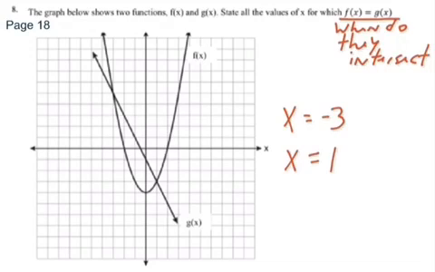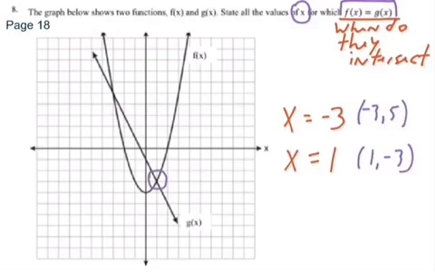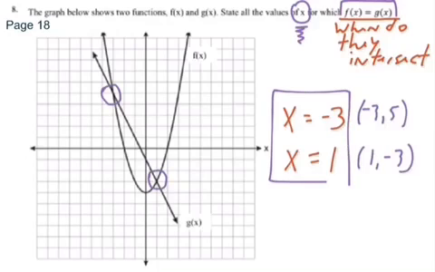The answer to number 8 is x equals negative 3 and x equals 1. The question is asking you to state all values of x for which f of x is equal to g of x. That means when do they intersect each other? The intersection points are (-3, 5) and (1, -3). This question, though, is specifically asking for the x values. So be sure to write your answer with just your x values, x equals negative 3 and x equals 1.